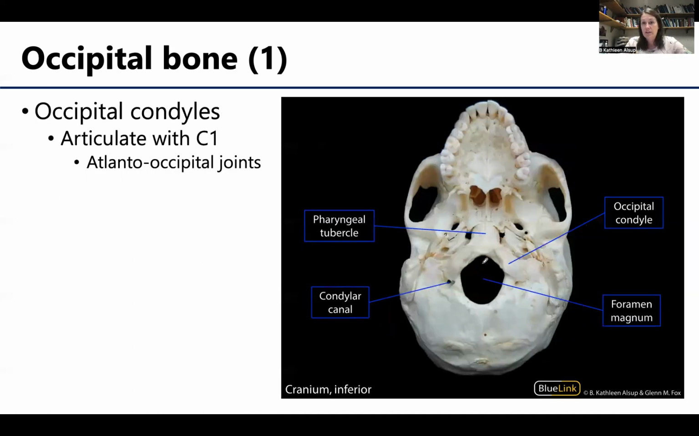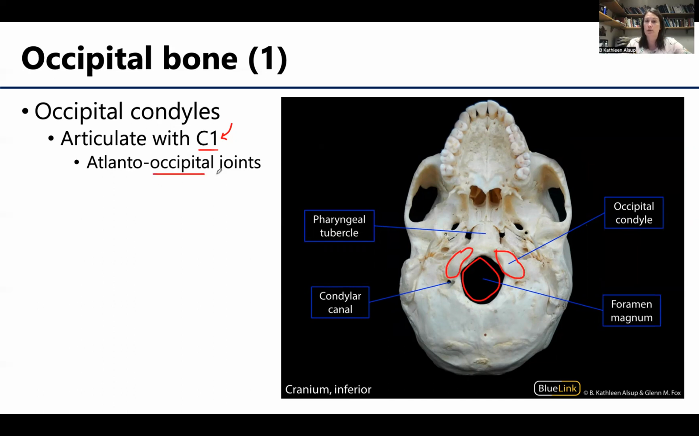If we're looking at an inferior view, again, you can see the foramen magnum with this inferior view as well. On either side of the foramen magnum, you have this kind of smooth area that looks like they're sitting on pedestals. And these are the occipital condyles. This is where you're going to have the articulation between the skull and the vertebral column, specifically your first cervical vertebra, which we often will see abbreviated as C1. These condyles will form the atlanto-occipital joints.